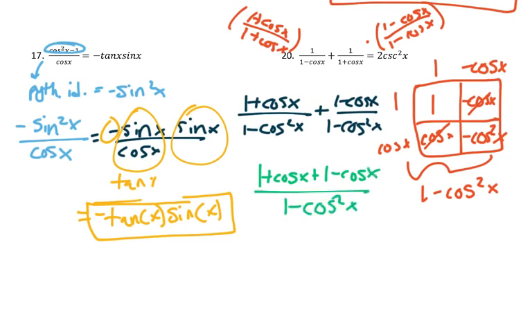And maybe you're asking, why couldn't we just cancel one of these over here? Because this is not 1 minus cosine the quantity squared, it's that the cosine is only squared.